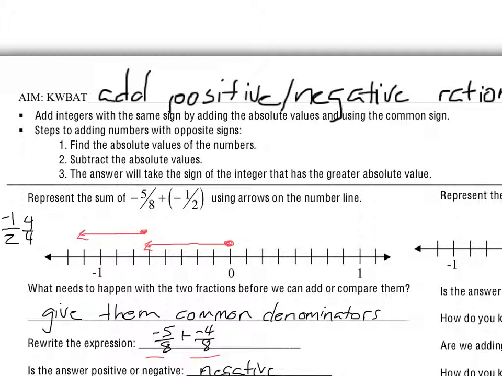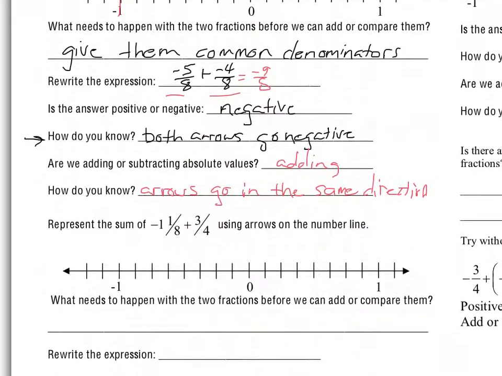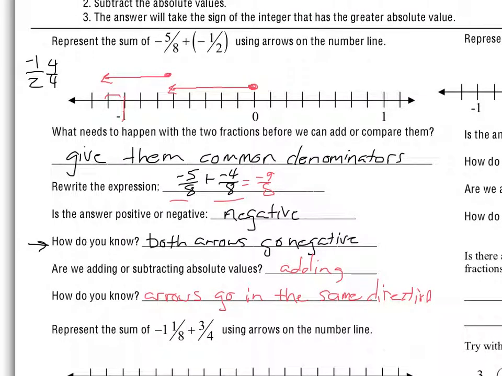Really quickly, if we looked at this and thought about our rule, we would get negative 9/8. Here we can see we get negative 1 and an additional negative 1/8. So there are two different ways we can think about that. One is a mixed number, and one is an improper fraction. No big deal.